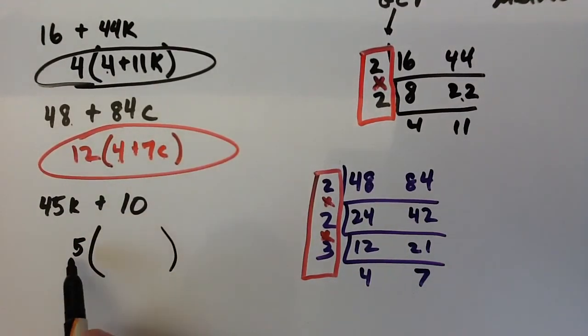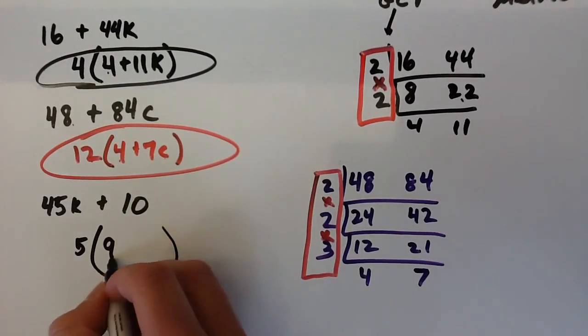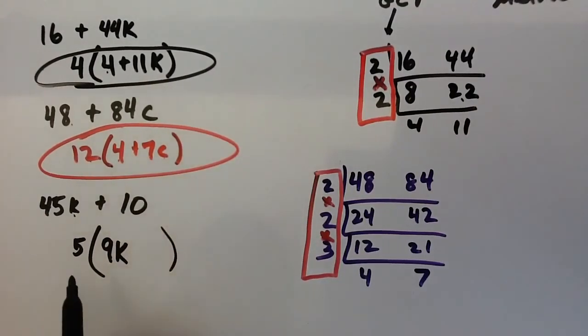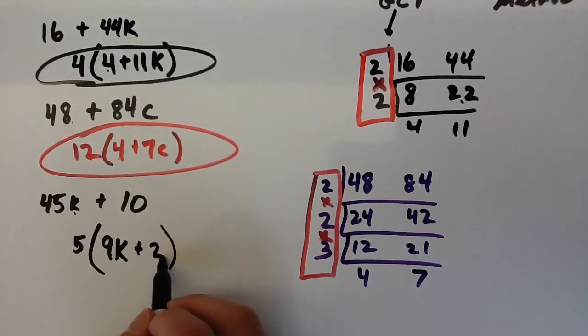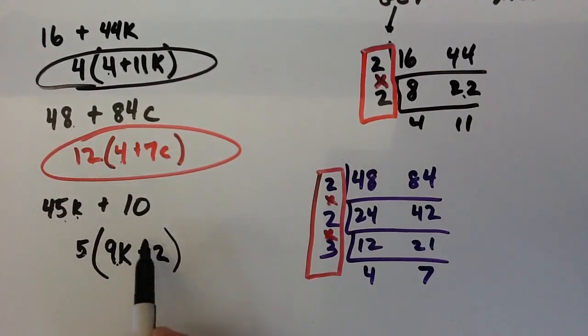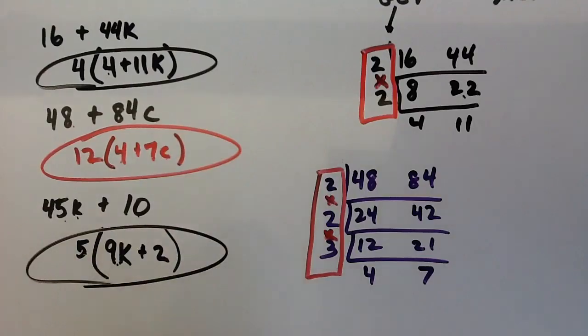Okay, then in parentheses, 5 times what would be 45K? Well, I know 5 times 9 is 45, and it has a K in it, so I got to add a K to that, so that if I were to multiply 5 times 9K, I would get 45K. And then 5 times what is positive 10? Well, that's positive 2, right? 5 times 9K is 45K, and 5 times 2 would be 10. So this is my factored expression.